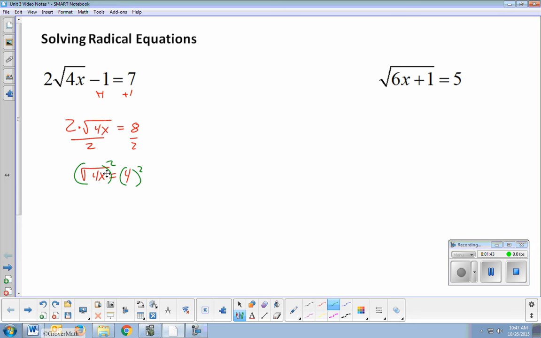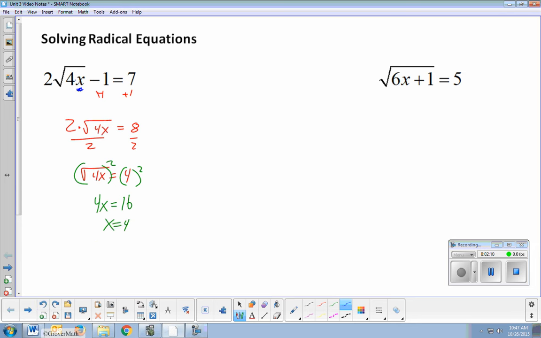And squaring a square root, you get just what's inside that radical. So the square root of 4x squared is 4x, and 4 squared over here is 16. Divide, x equals 4. It's important with radical equations that you check your answer. Plug it into the original, because it's possible to get what we call extraneous solutions. Sometimes you have to cross out your answer and write the word reject. But not yet. Let's see if it works. But that does happen sometimes.